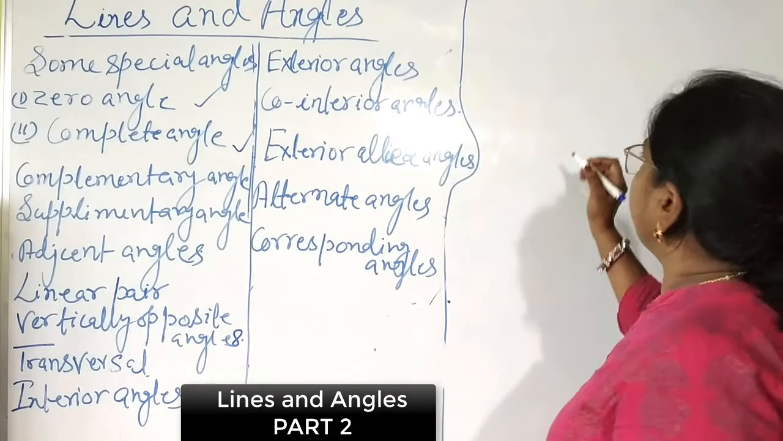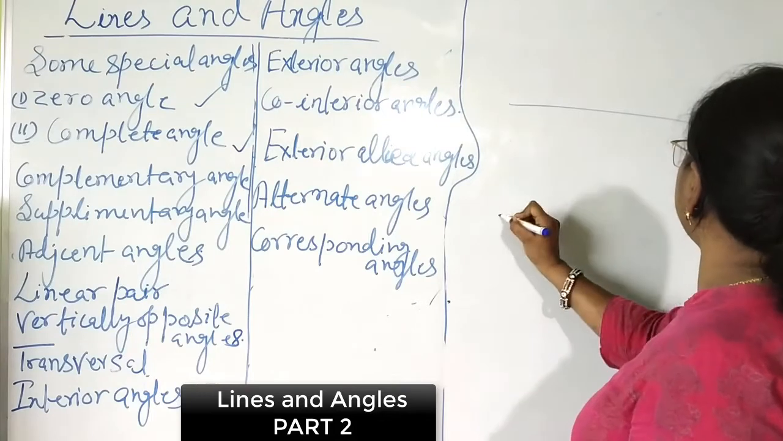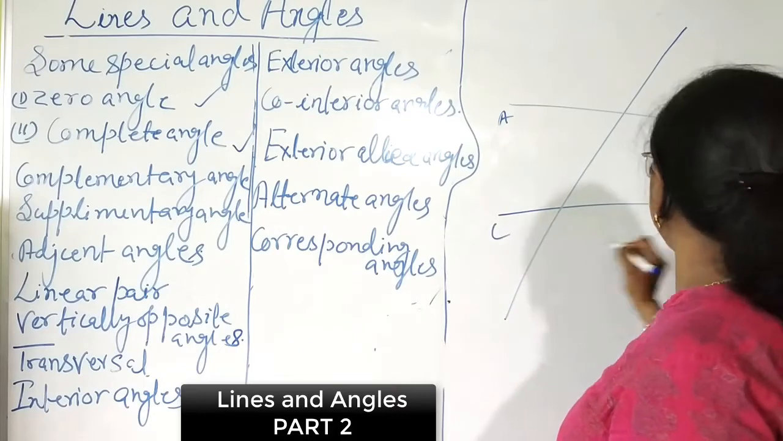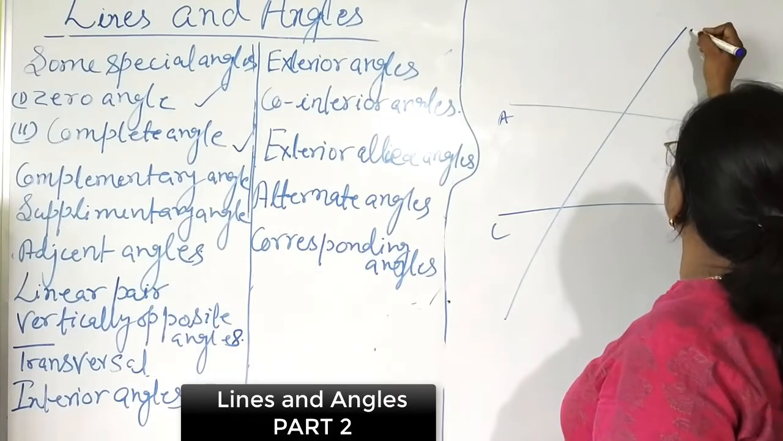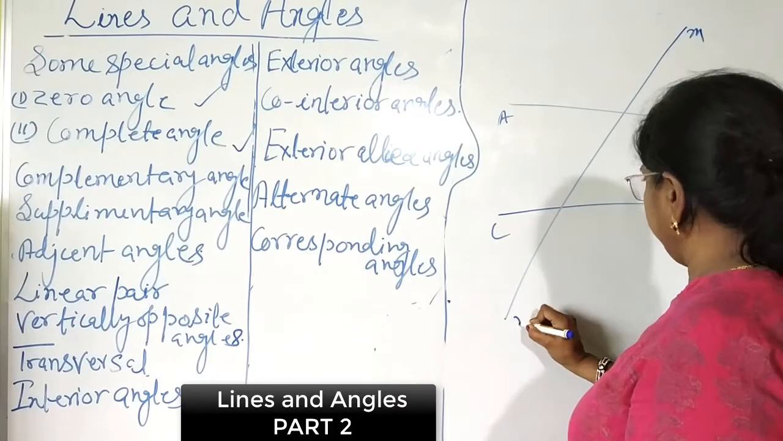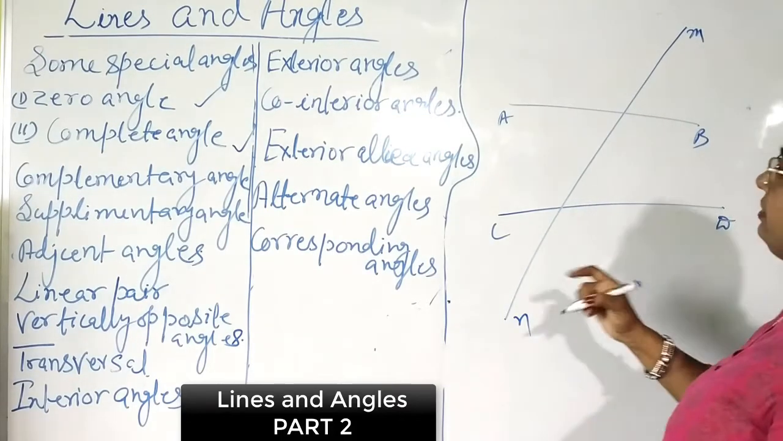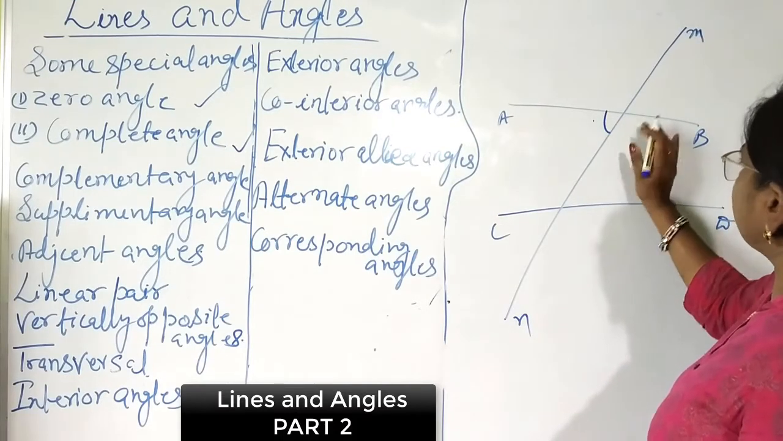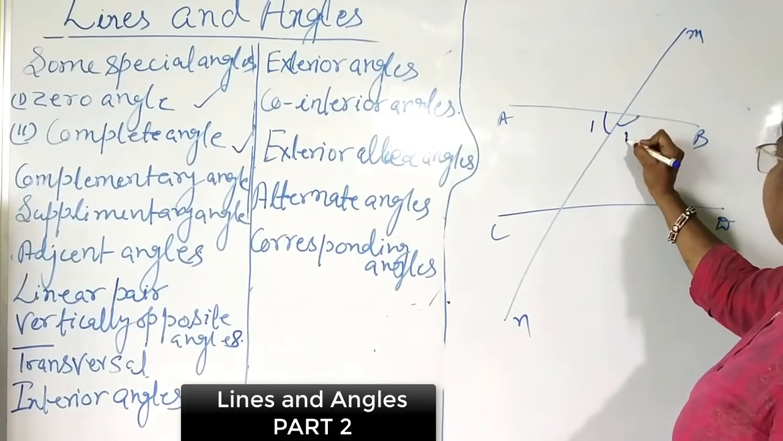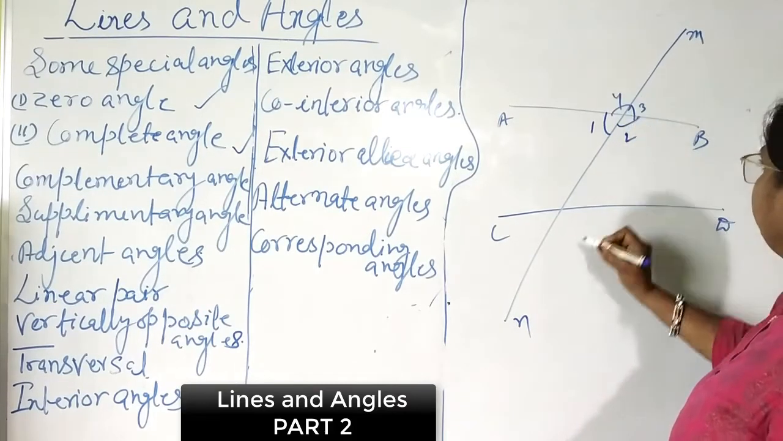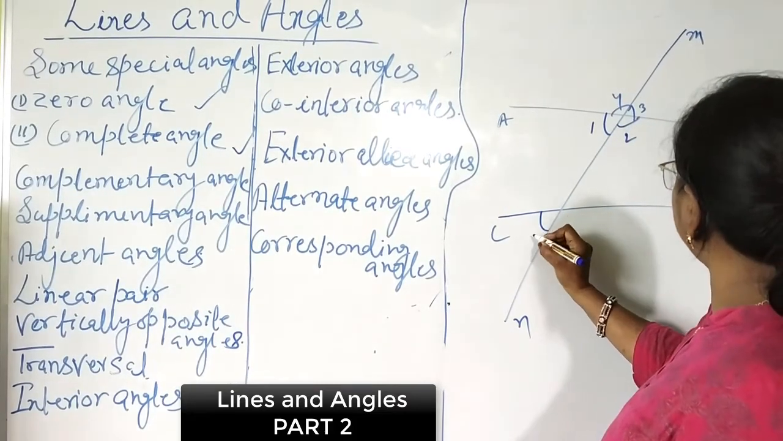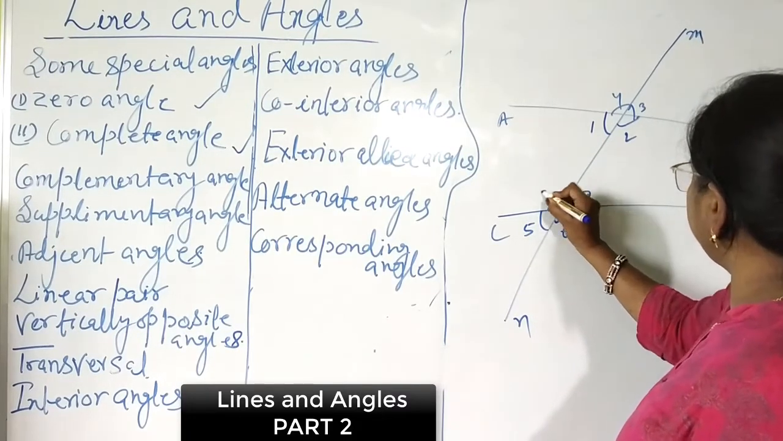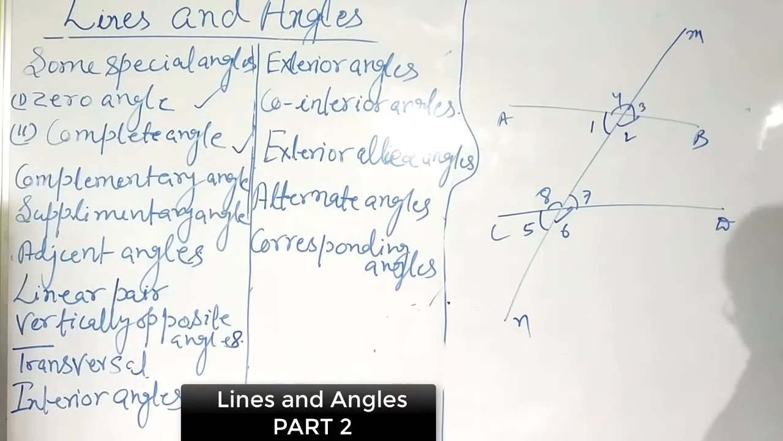Alternate angle. If a transversal line intersects given lines A, B and C, D, and this one is transversal M, N, then alternate angle means this. There are also 4 angles, 1, 2, 3, 4, and in the same way on this side 1, 2, 3, 4, 5, 6, 7, 8. Now, alternate interior angle.